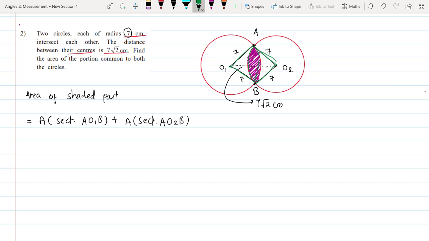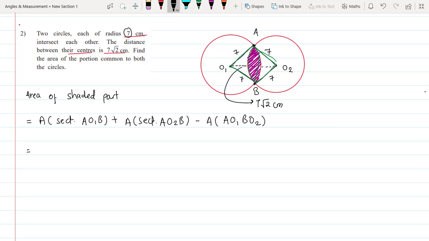Okay, but I want this shaded region. So what if I subtract, minus the area of the square? Exactly, minus the area of the square AO1BO2. Then can I get the area of the shaded region? Yes, everyone? Okay, so area of the first sector plus area of the second sector, minus the area of this square, then I will exactly get the area of the shaded region.